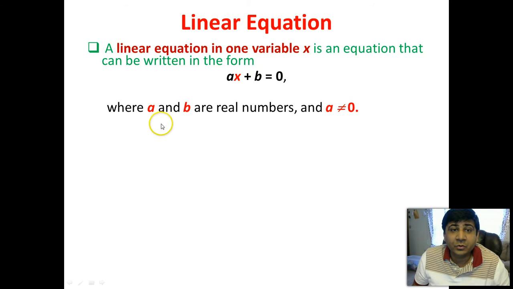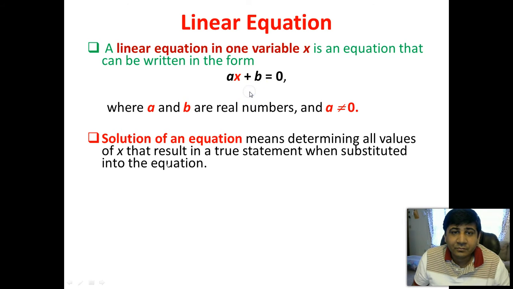As I told you earlier, a and b are real numbers. a is something multiplied with x, and b is something added here, and we want a to be non-zero. Look at it: if a is 0, then this whole term is gone and we do not have an equation there. There's no variable left. So this is called a linear equation.